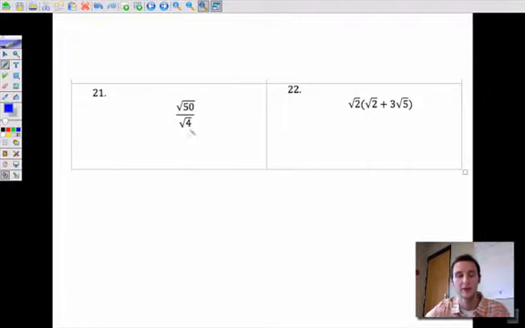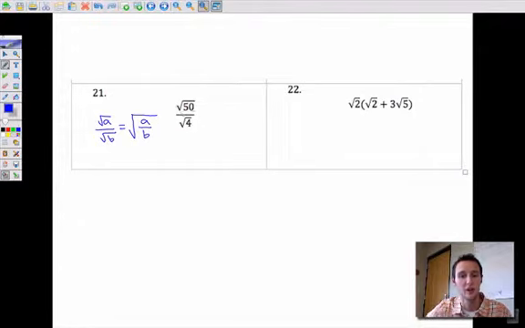Here we have the last two problems from your test. Here we have square root of 50 divided by square root of 4. And the general rule for this was if you have the square root of a divided by the square root of b, you can rewrite it all under one radical, a divided by b, and then the square root of that whole thing.